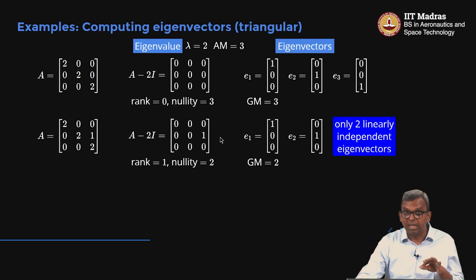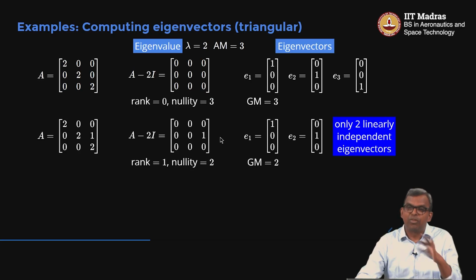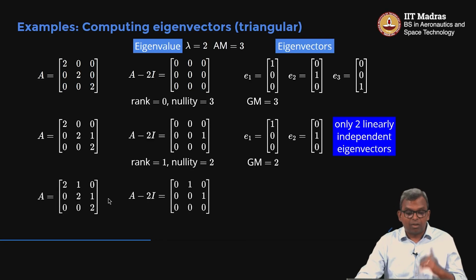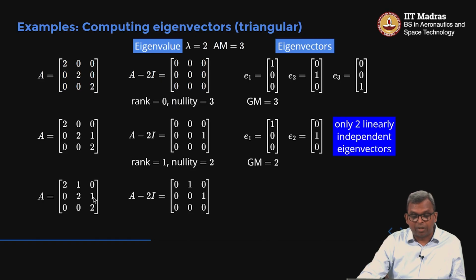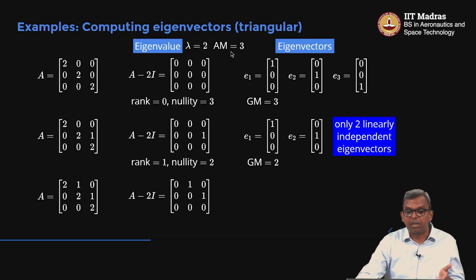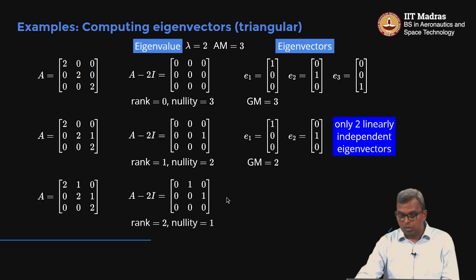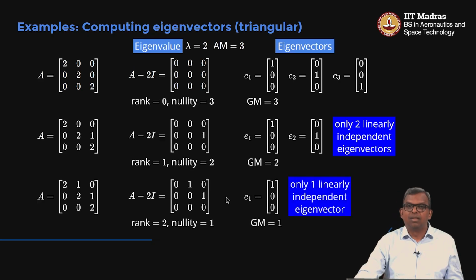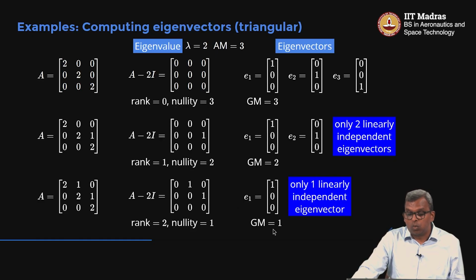The non-diagonal elements give you some difference between the algebraic multiplicity and geometric multiplicity. In fact, you can push it a little further. You can make it 1 1 here on the off diagonal. Then what happens? Once again the characteristic polynomial is exactly the same, algebraic multiplicity for the eigenvalue 2 is exactly the same, 3, but then A minus 2I has got rank 2 and nullity 1. So, you will have only one linearly independent eigenvector 1 0 0. Geometric multiplicity becomes 1.